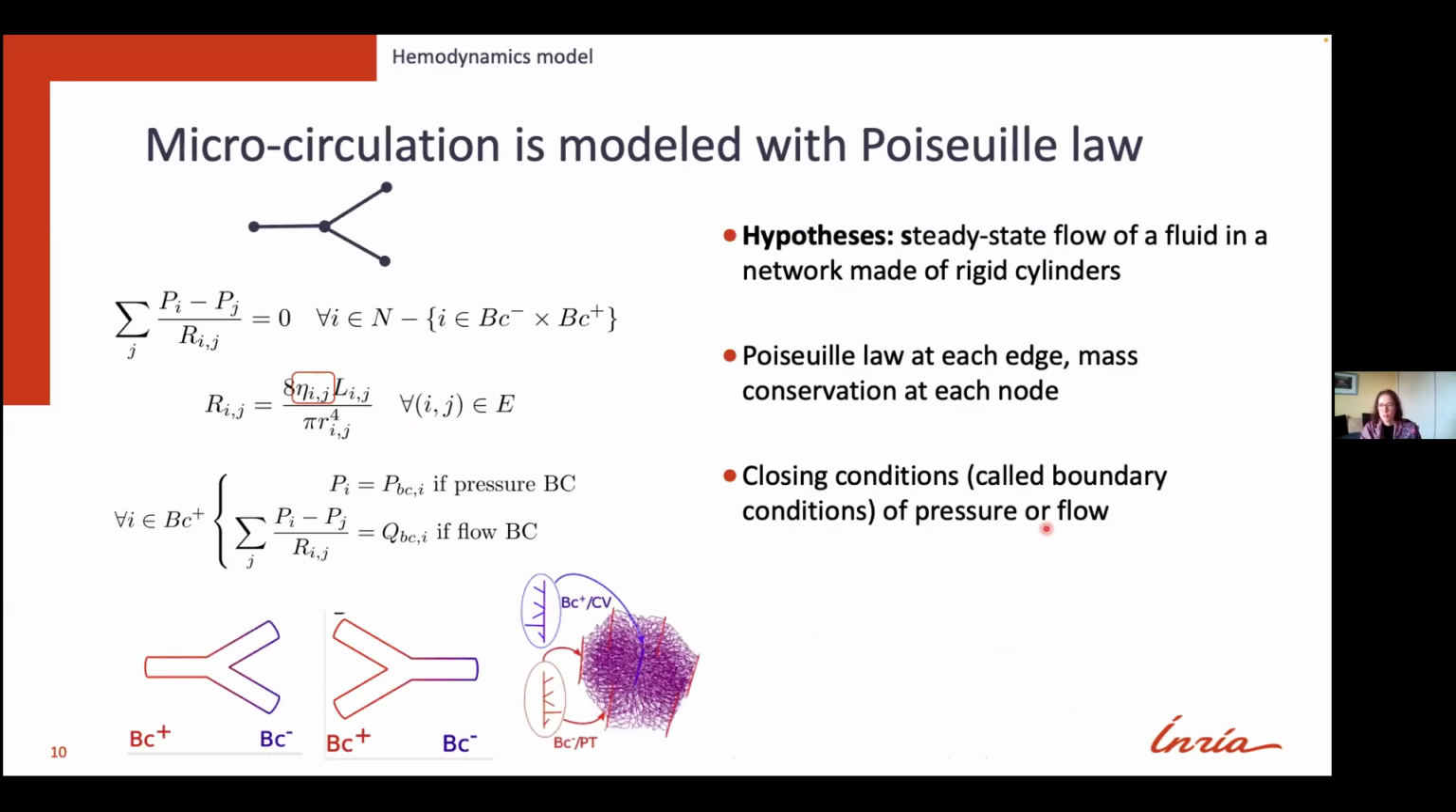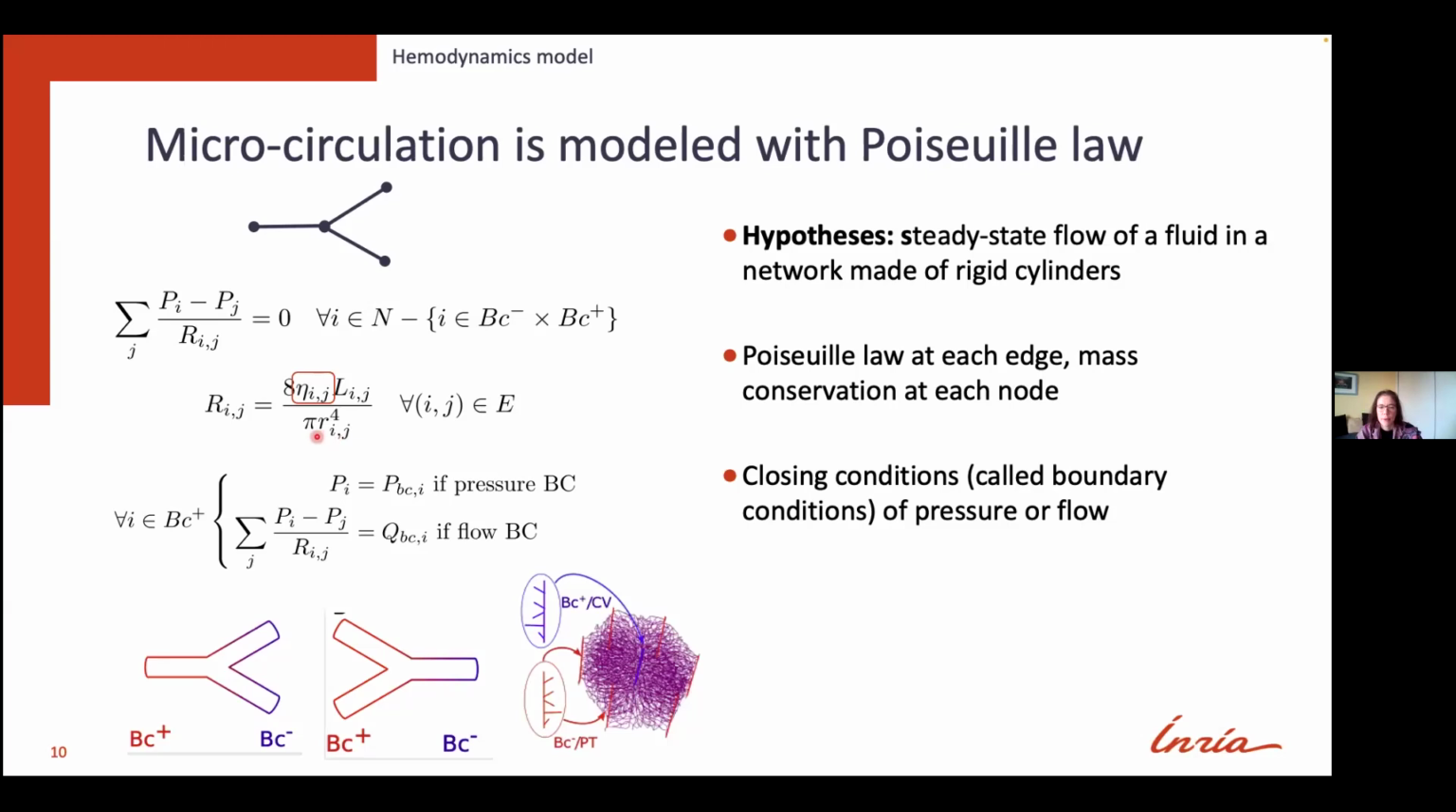So once we have the geometry, then how do we model blood flow? We start with the Poiseuille resistance, which is a very simple law relating linearly a pressure difference to the flow rate via the resistance to flow. This resistance is proportional to the viscosity of the blood, the length of the vessel, and inversely proportional to the radius to the power 4 of that vessel.